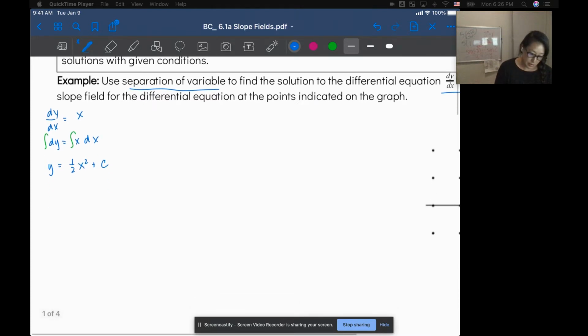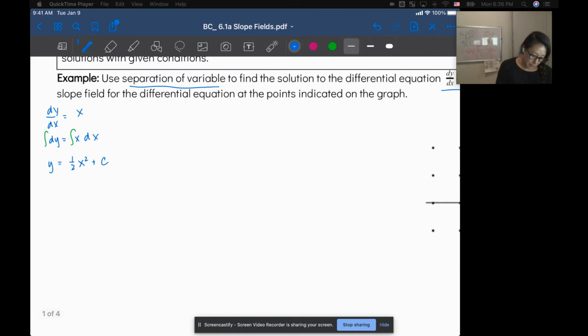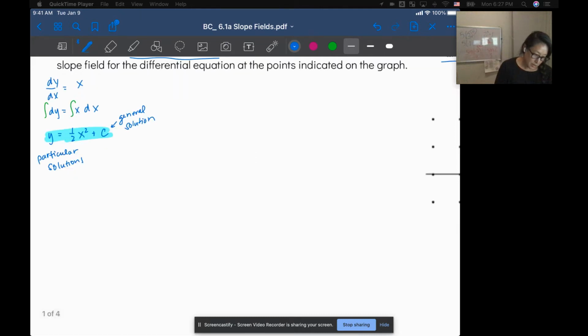Let's find some particular solutions. So if we have a curve, remember this is our general solution. And we're going to find some particular solutions that go through the points (0, -1), (0, 0), (0, 1), and (0, 2).